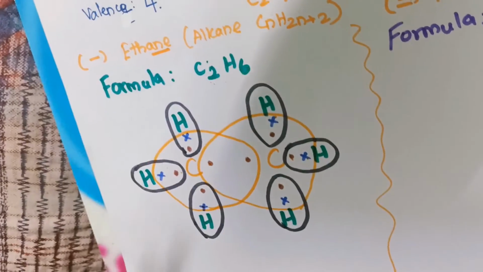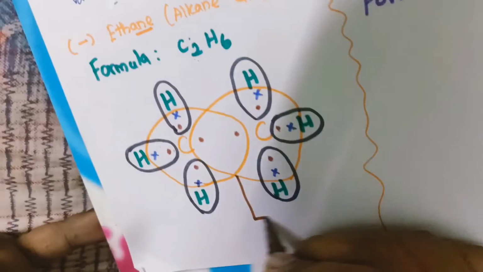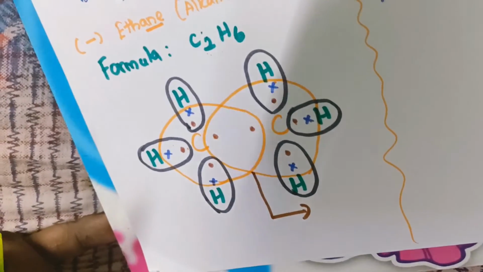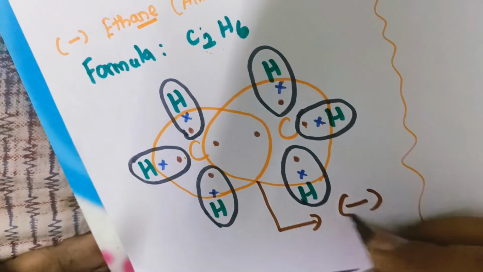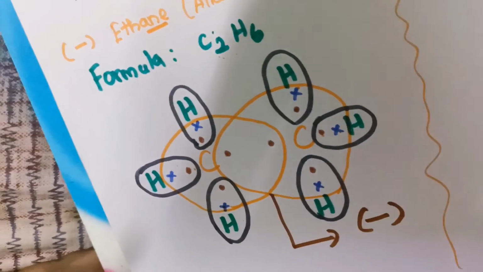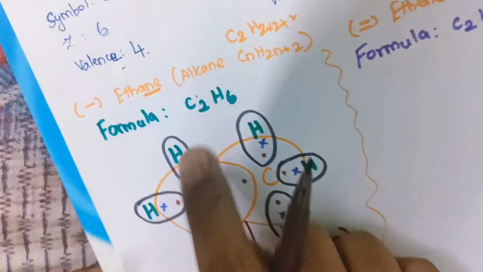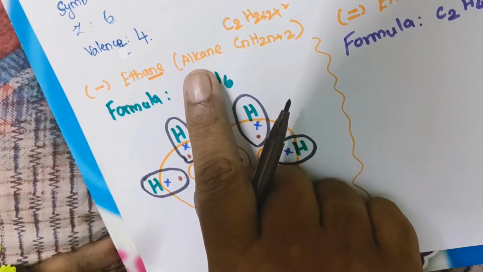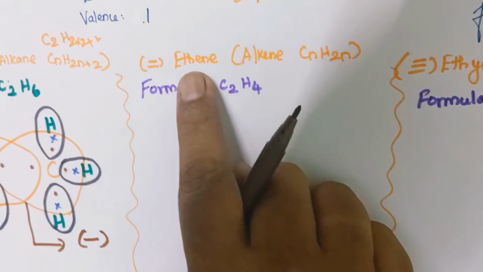Now tell me, how many electrons are shared by the carbon? The carbon is going to share only 1 electron. So this compound, ethane, has only single bonds. A hydrocarbon which has only single bonds is called the alkane family. It is called what family? Alkane family.